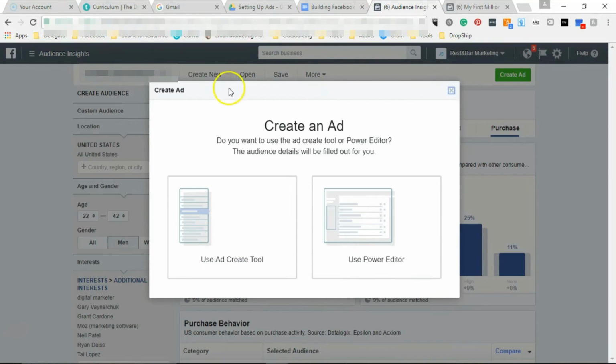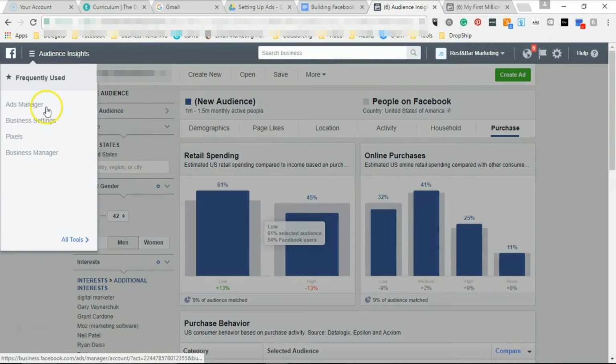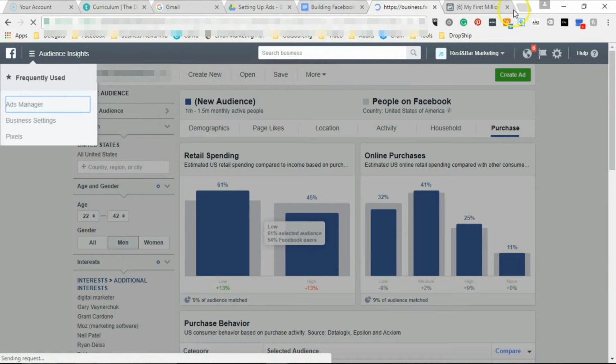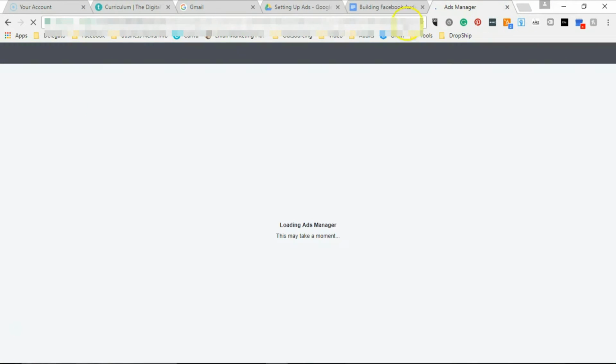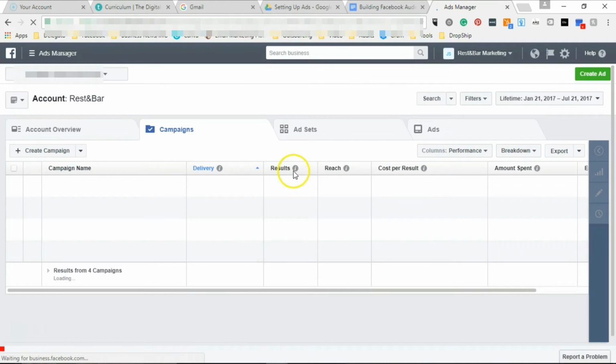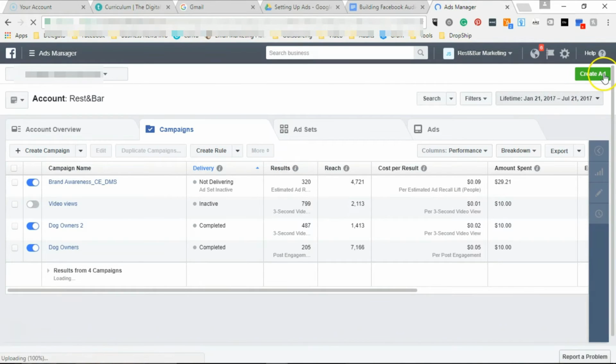Alright, so we're going to go into Ads Manager, and we're going to actually look at creating an ad. So we're done with this audience. Again, you can save it if you want. And then we're going to create an ad.